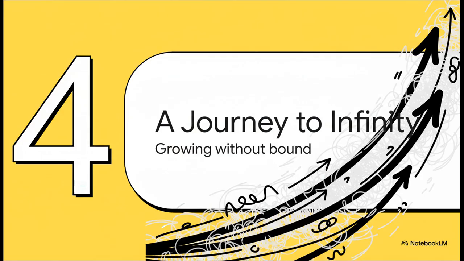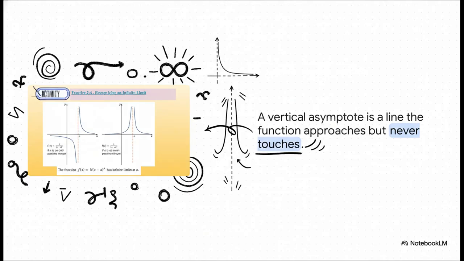Okay, so we've talked about functions that approach a nice, clean, finite number. But what if they don't? What if, as we get closer to a certain point, the function just shoots off the charts, growing or shrinking forever? This is what we call an infinite limit. And what it does is create this really interesting feature on a graph called a vertical asymptote. That's that dashed line you see. Think of it like an invisible electric fence that the function gets infinitely close to, but it can never, ever actually touch or cross it.